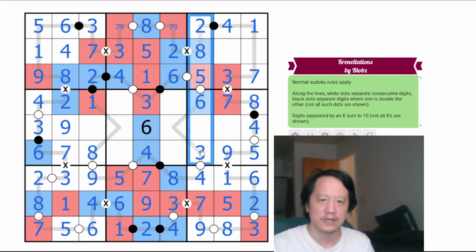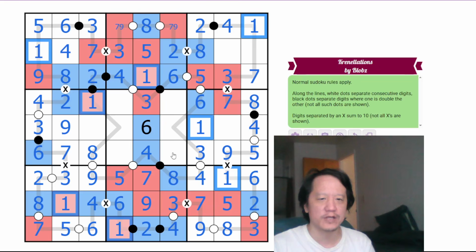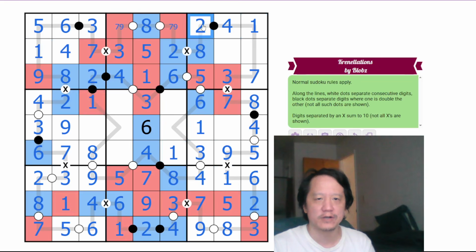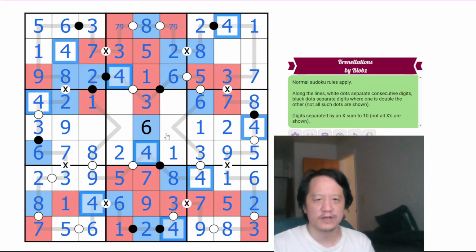Remaining digits in column 7 are 1. We have 8 ones. We know where the last one has to be. It has to be there. 2s. In column 8, 2 can't be here or here because of 2 in the boxes, so that leaves us a 2 there. We have 8 2s, so the last 2 has to be there. 3. I think we have all the 3s. 1, 2, 3, 4, 5, 6. Yes, we do. 4s. We have 9 4s.